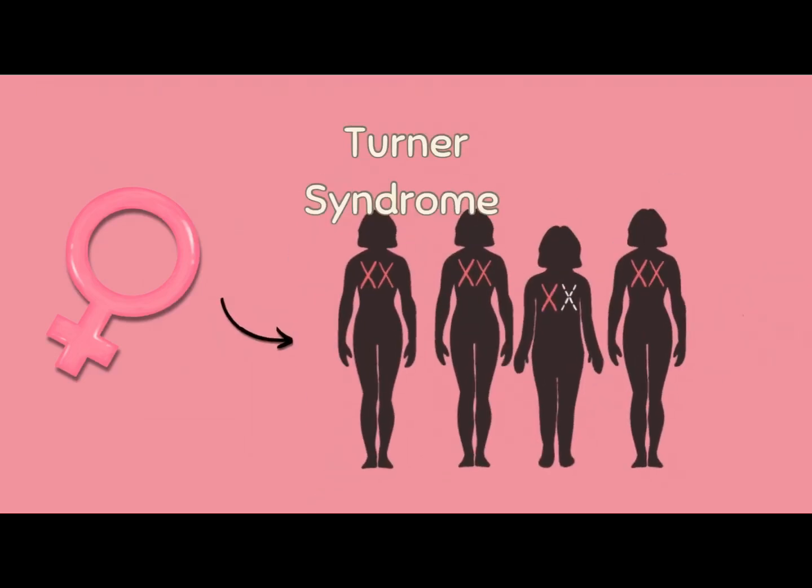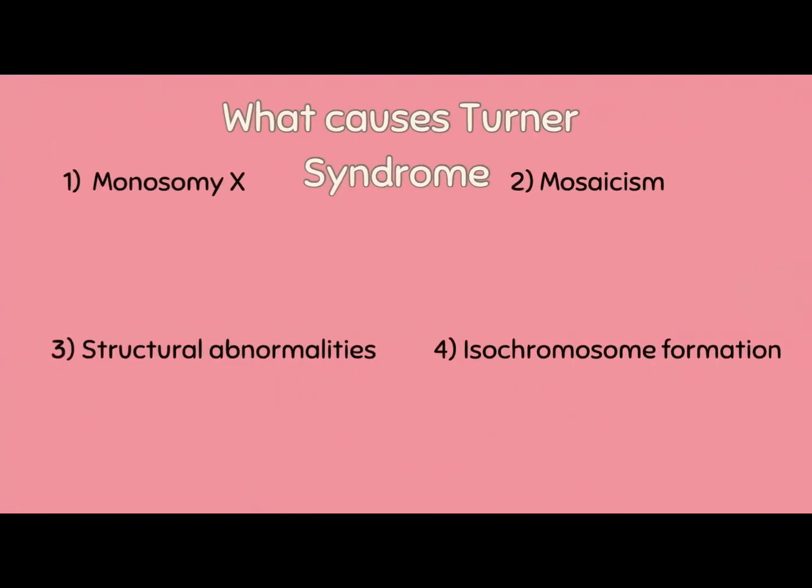Turner syndrome is a rare condition that exclusively affects females. Normally, females have 2 X chromosomes, but in Turner syndrome, one of the X chromosomes is completely or partially missing. This affects how the body grows and develops. So what causes Turner syndrome? It often starts during meiosis or mitosis. In monosomy X, the X chromosome is completely missing in all cells.